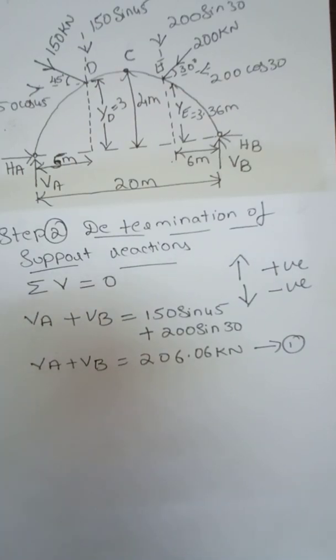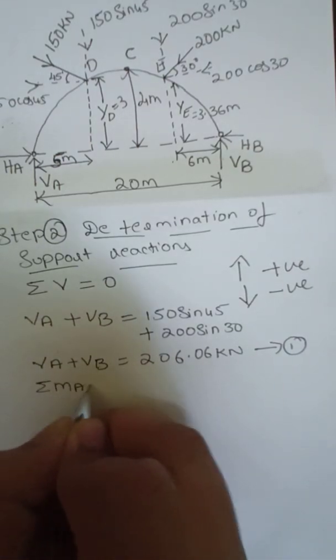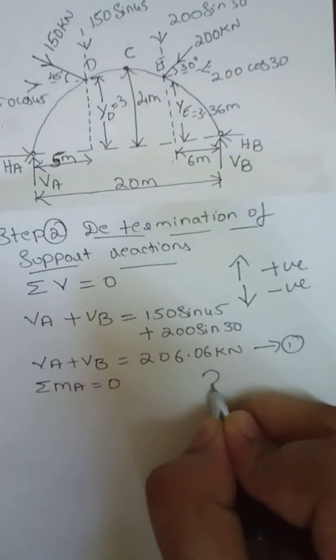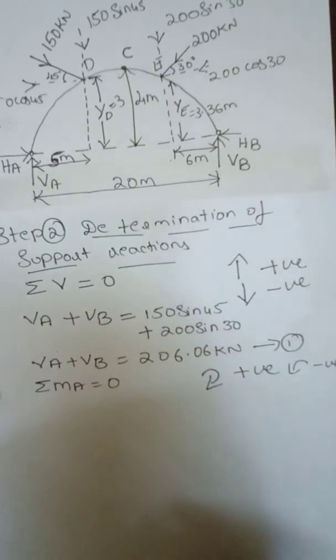So the next equilibrium equation is the moment equilibrium equation. In order to compute the support reaction, I need to consider the moment either at A or at B. That is, we need to consider the reference point as a support itself. So I take A as my reference. So sigma moment A is equal to 0.